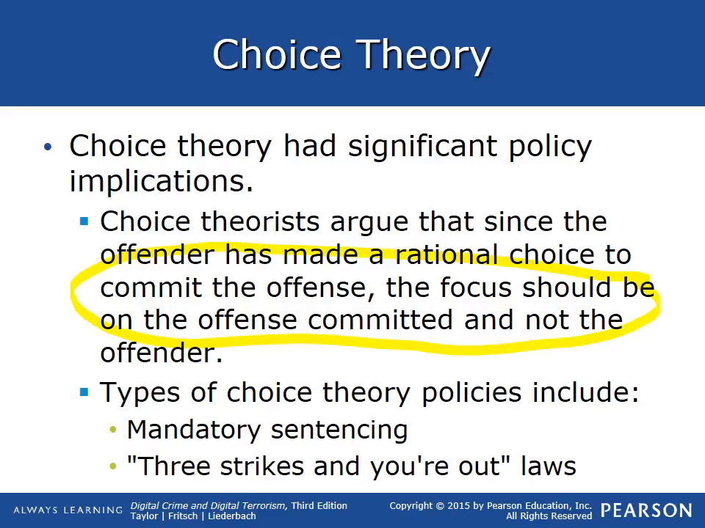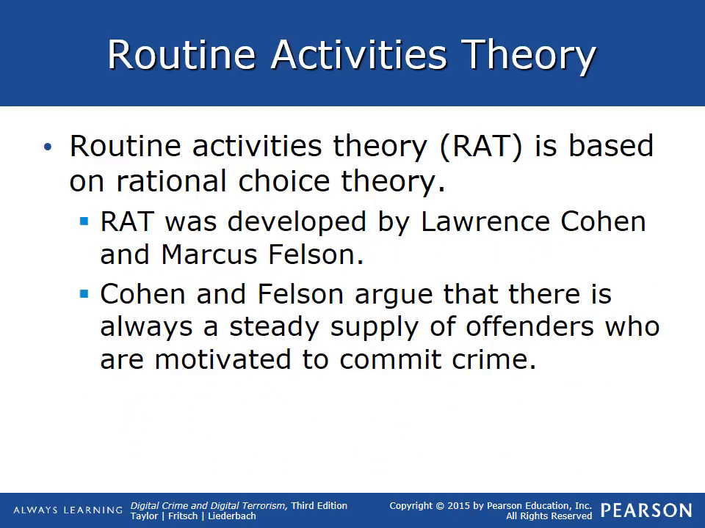And we start seeing some changes in our rules as this theory started going through. We started seeing some differences in the way we actually prosecuted and put people away. Types of choice theory policy include mandatory sentencing, the 3 strikes and you're out laws. Again, we're trying to put some teeth into the laws to prevent people from repeating. Trying to put that fear out there.